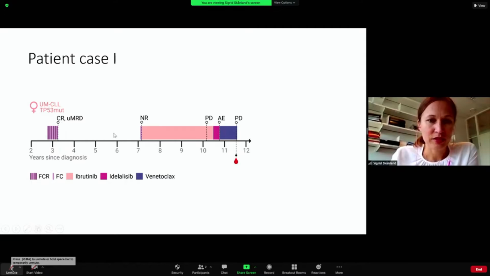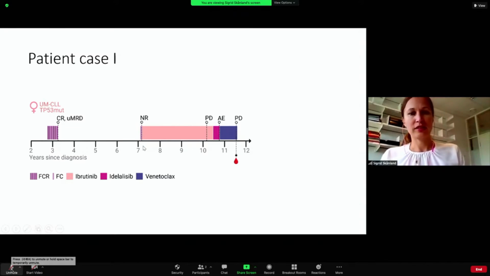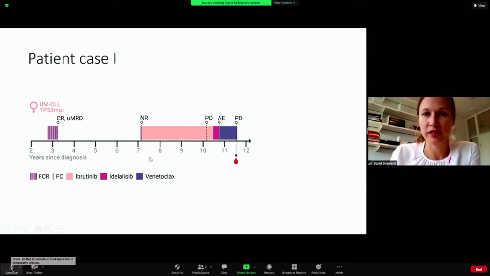So you see that she was doing well for several years after treatment, but then the cancer came back. And then she was again given chemotherapy, but she did not respond. And luckily, this was just at the time when the new targeted therapies were available in Norway. So she could then receive the BTK inhibitor ibrutinib. And these targeted therapies, they are given until they stop working. So as you can see, she was on this therapy for a few years. But then again, the disease came back.